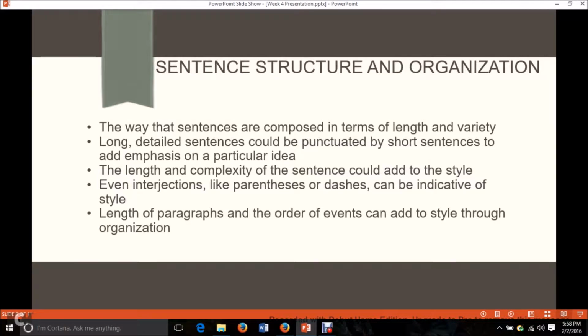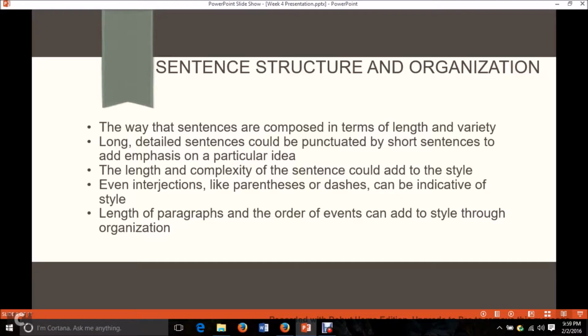Other things that relate to style could be sentence structure and organization. This is the way that the sentences are composed in terms of length and variety. For instance, some authors might mix things up by using long, detailed sentences punctuated by short sentences, and that emphasizes a particular idea by using those short sentences next to longer ones. The length and complexity of the sentence could add to the style.